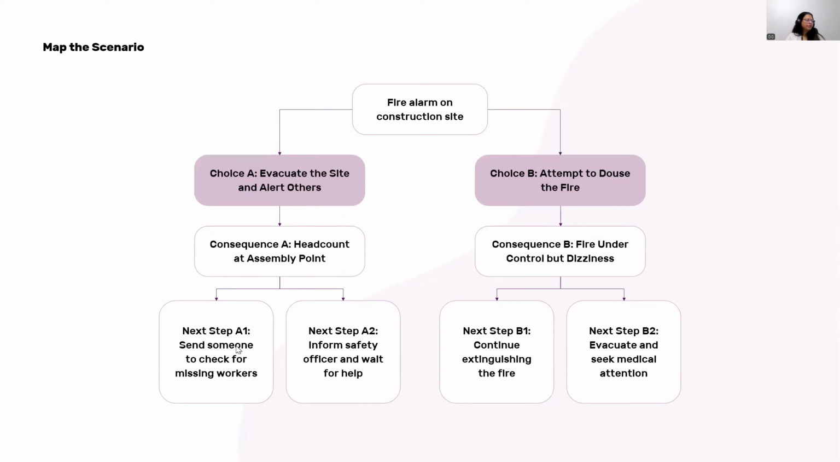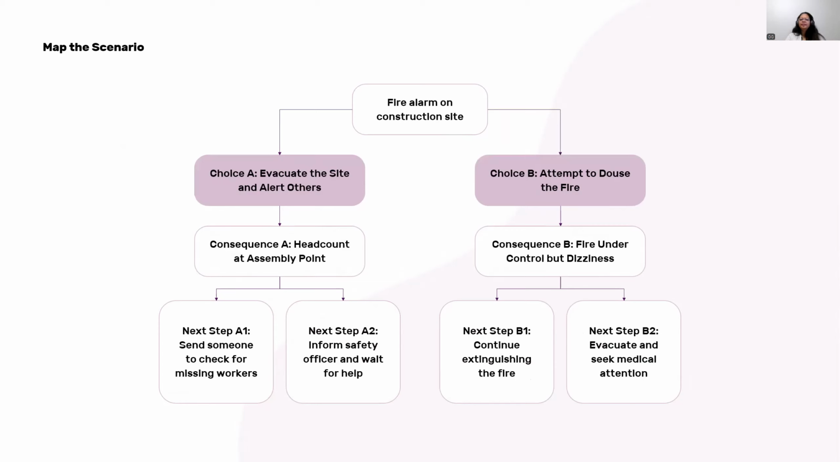Now, what do you do? You could send someone to check for the missing worker, or you inform the safety officer and wait for help. And you see, there might be options here which are both correct, or almost correct, or correct based on the context, which is where, in fact, it's interesting to see what people choose. Now, if you attempt to douse the fire, let's say you are able to, but you're dizzy and you don't feel so well. What happens? Do you continue extinguishing the fire? Do you now at least evacuate and seek medical attention?